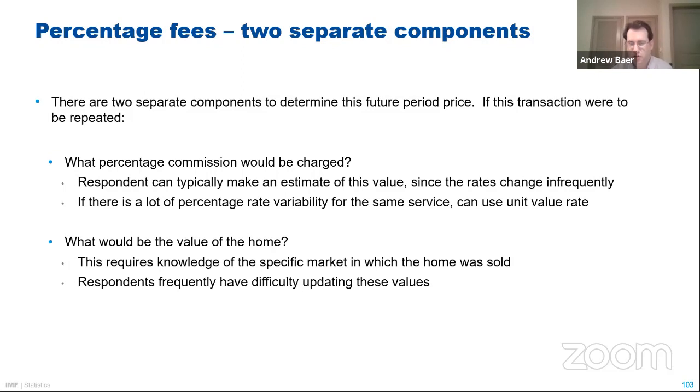Two separate questions there. What percentage commission would you charge? And what would be the value of that home if it were to be sold again in each subsequent period? Now, in terms of the commission, the respondent can typically make an estimate of this value since they don't really change those commission rates that often. Generally, in our experience, they basically are fixed.